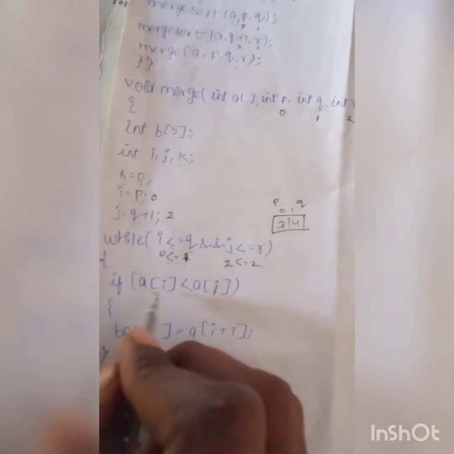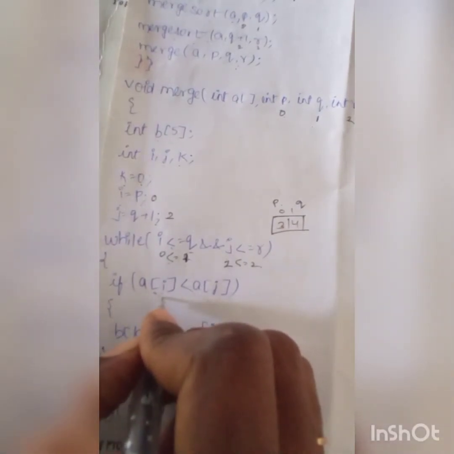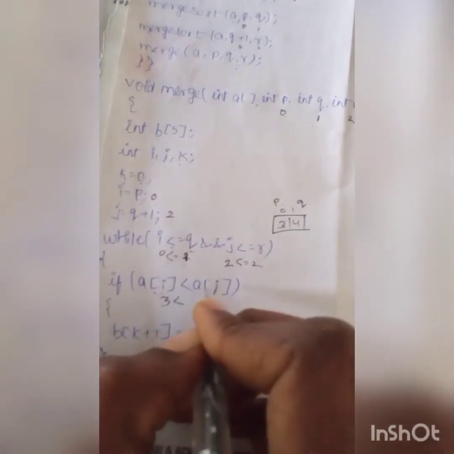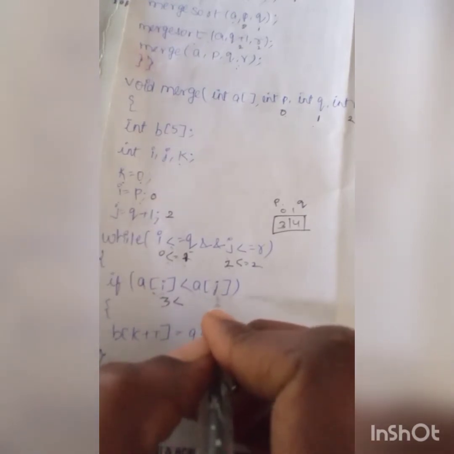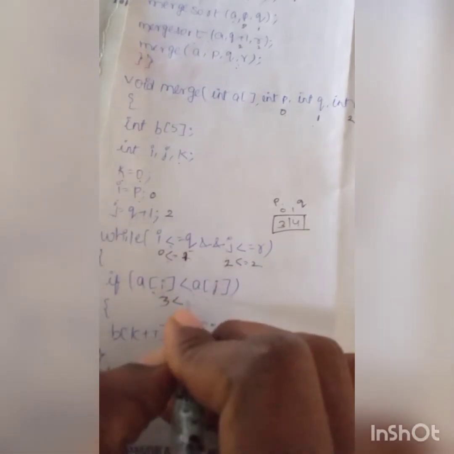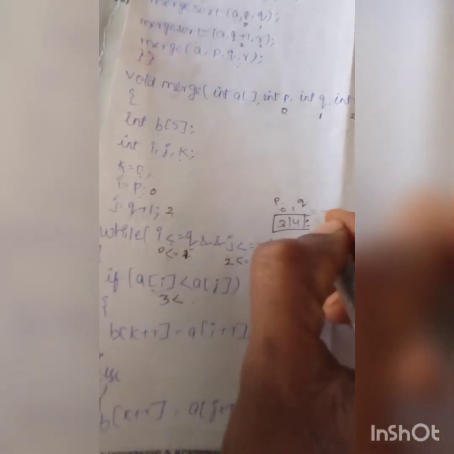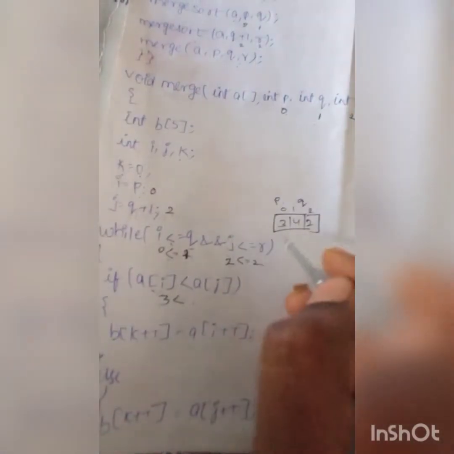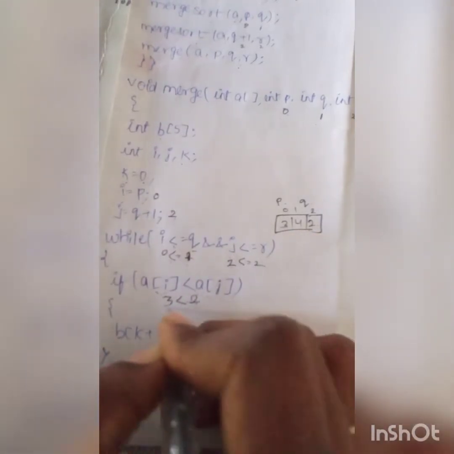Now a of i is less than a of j. What is in a of i? a of 0. The a of 0 element is 3, which is less than or equal to a of j. What do you have in j? 2. a of 2 is the element 2 here. So here we first took 3, 4, 2 as the small array. So here there is 2, 3 is less than or equal to 2.